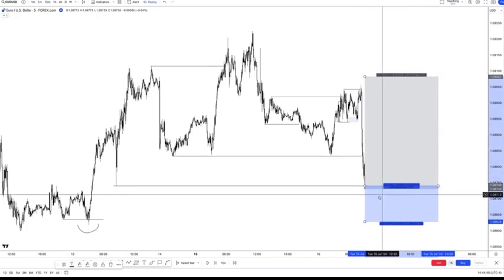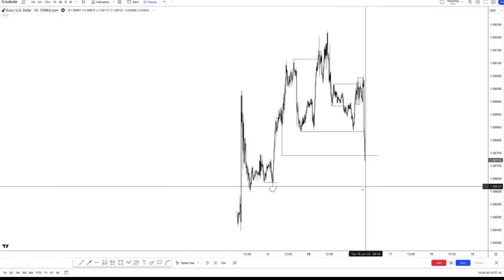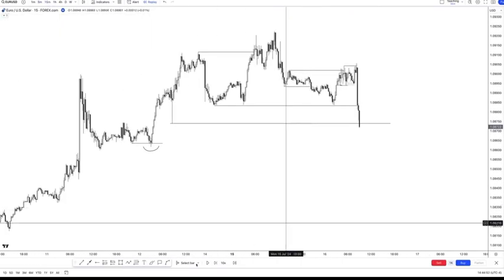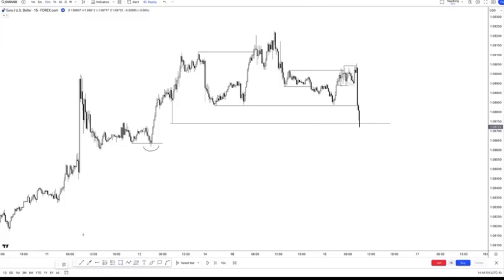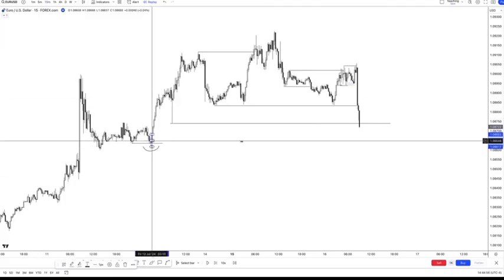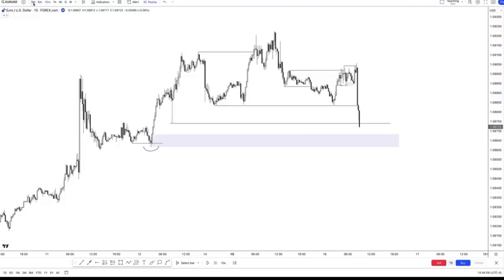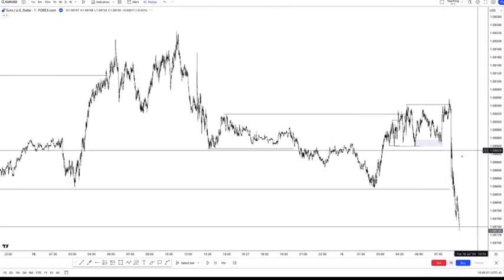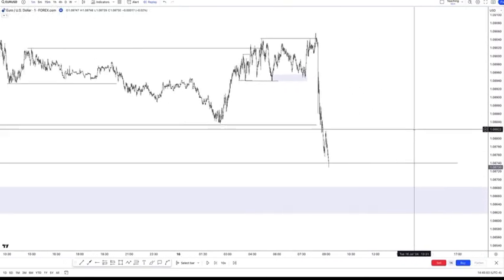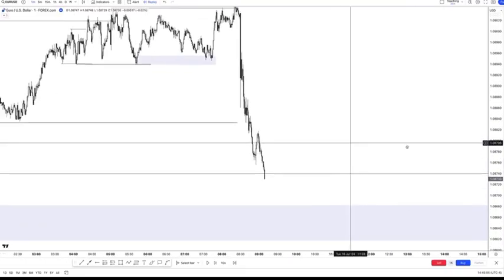at least. So in order for us to take this extreme entry, I would say we'd need price in here for it to make sense RR wise. And I believe we don't come that low, but we'll see here.